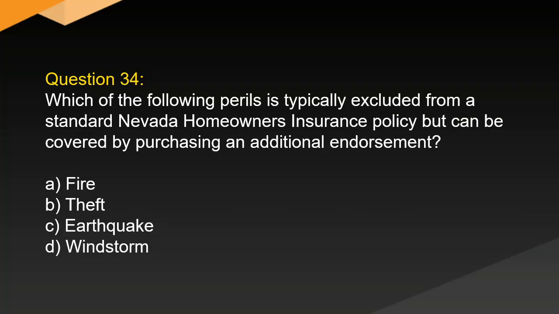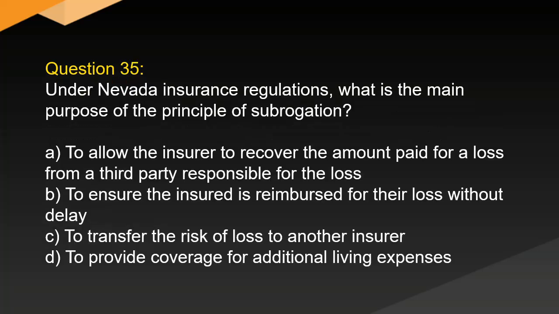Question 34. Which of the following perils is typically excluded from a standard Nevada homeowner's insurance policy but can be covered by purchasing an additional endorsement? A. Fire. B. Theft. C. Earthquake. D. Windstorm. Question 35. Under Nevada insurance regulations, what is the main purpose of the principle of subrogation? A.